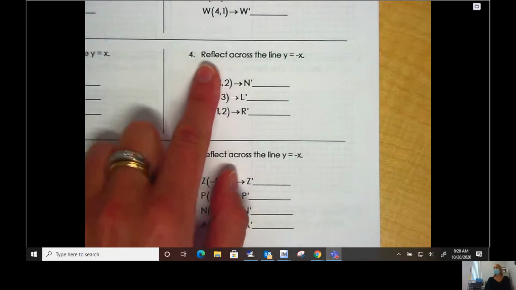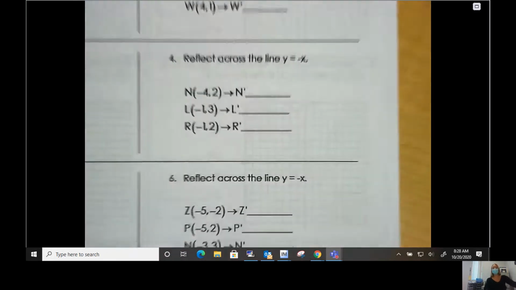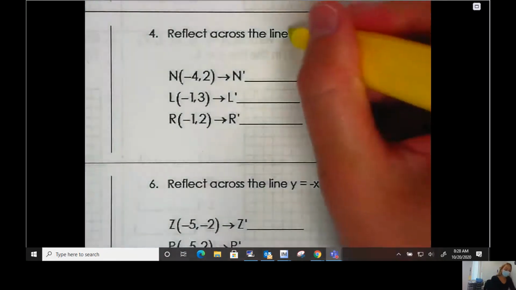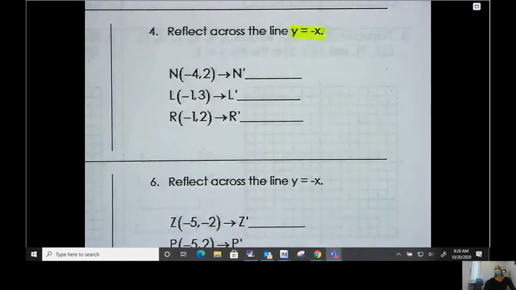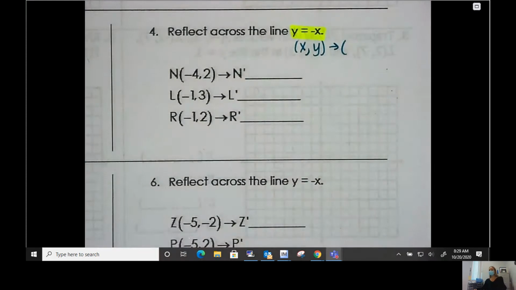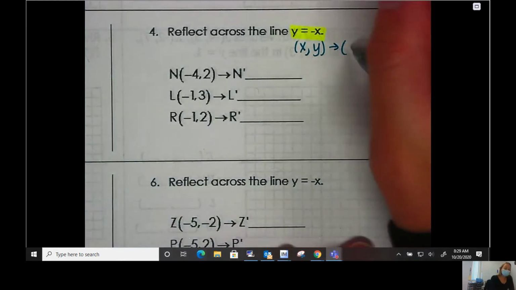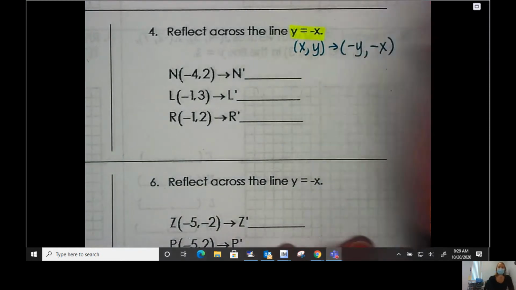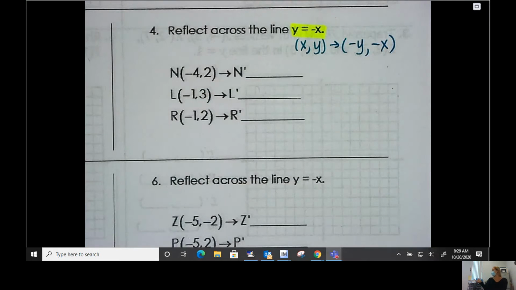So let's do number 4 together, because that's probably the hardest one. Number 4 says reflect across the line y equals negative x. And Miss Massey likes to have her highlighter so she knows what she's reflecting over. If you are reflecting over this line, what is the rule? What happens to your x and y's? They switch, and they change sign. So I'm going to change my sign to be negative y, negative x, right? If it was negative, it becomes positive. If it was positive, it becomes negative. So they're going to switch places and switch signs.